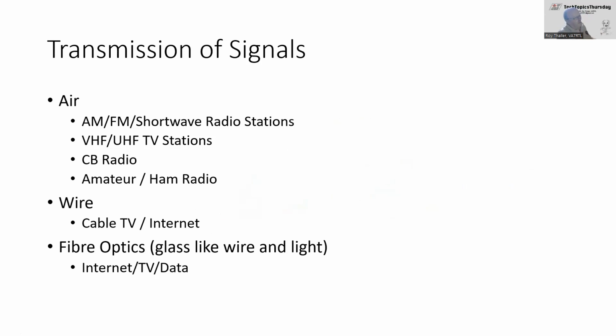So, AC, you can transmit a number of different ways. Most common is over the air. It's radio stations, TV stations, CB radio, amateur ham radio. You can also transmit over the wire, like TV signals or the internet. And then you also can do it over glass-like wire, using light with fiber optics. And this is used for internet, TV, and data now.